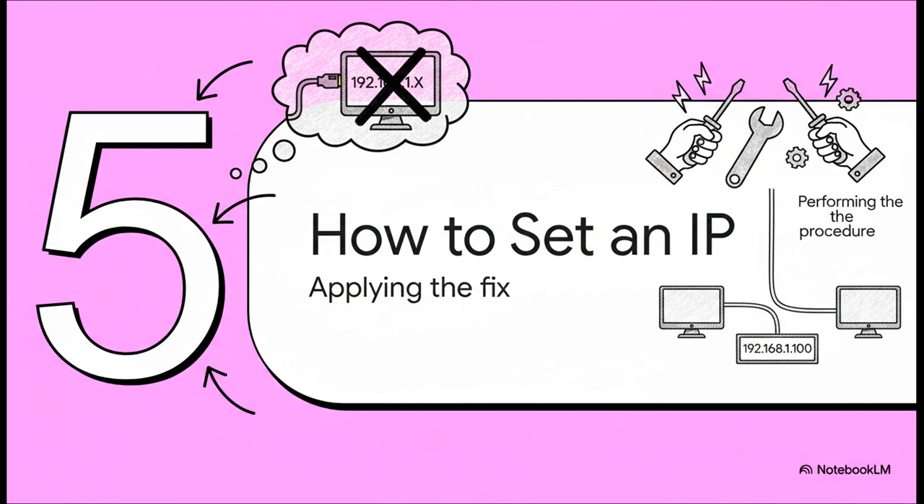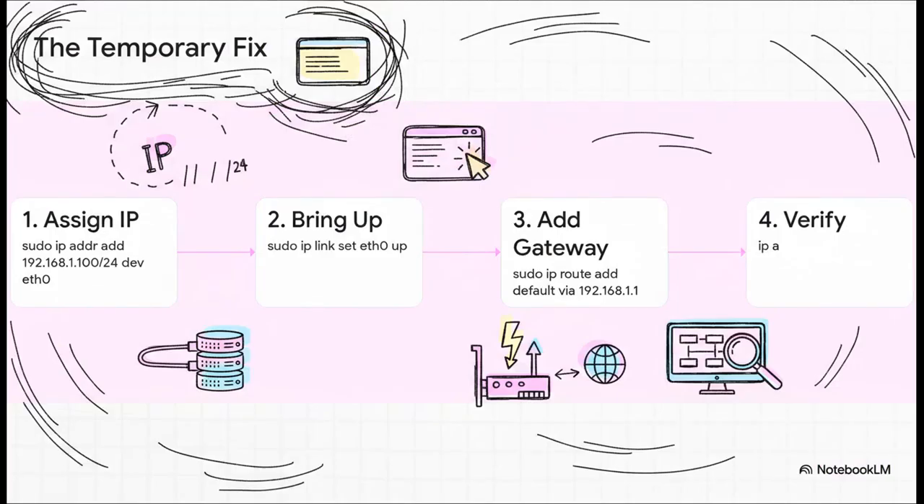Okay, let's say we've cracked the case. We ran our diagnostics and, aha, the network interface is missing its IP address. Now we switch from detective mode to doctor mode. It's time to perform the procedure and assign one. So, using our trusty ip command, we can fix this in just three steps. First, we assign the IP address and its subnet mask. That /24 part just tells it the size of the local network. Second, we have to turn the interface on using ip link set up. And third, we tell it how to reach the internet by adding a default gateway. This is a super quick temporary fix to get your server back online right now.